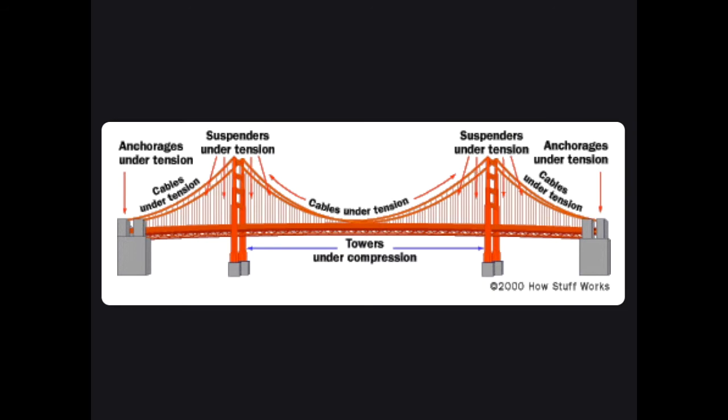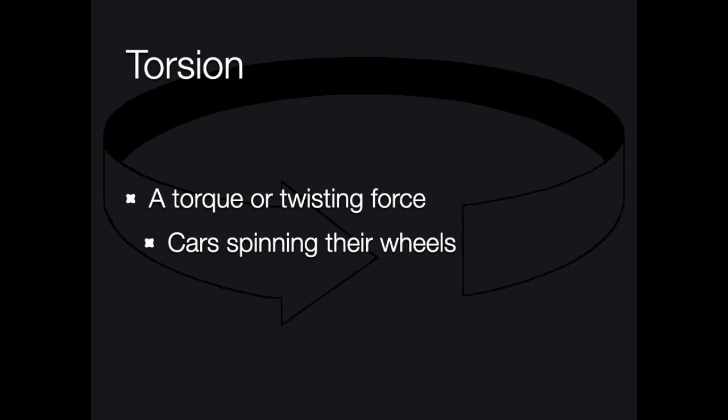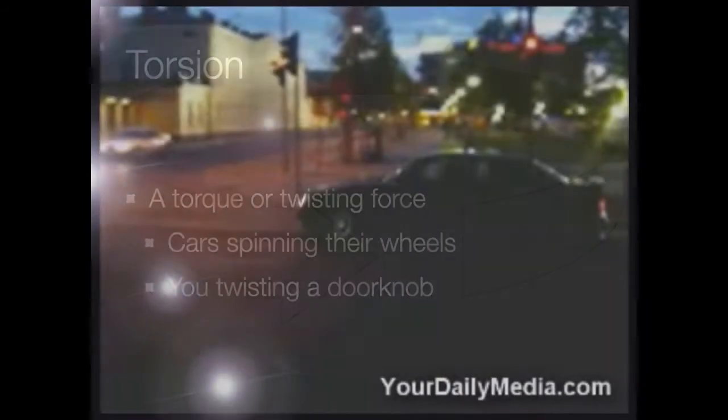Our next force is torsion. So you can see a big arrow going around in a circle because torsion is a torque or a twisting force. So a good example would be cars spinning their wheels. There's a lot of torque, a lot of torsion.